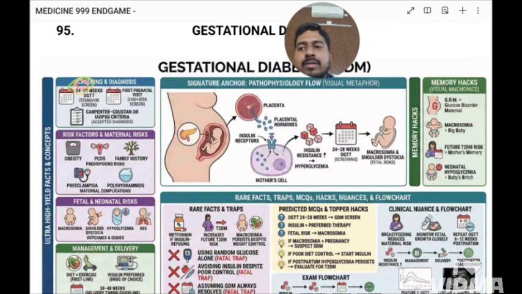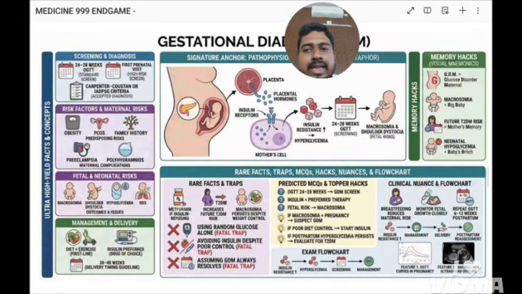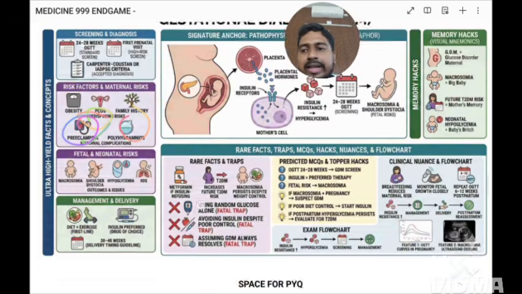Okay, so it is done between 24 to 28 weeks. At the first prenatal visit, very high risk screening will be done, and Carpenter-Coustan criteria or IADPSG criteria is used. We'll discuss this in OBG in detail. So obesity, PCOS, and family history of gestational diabetes, diabetes mellitus are risk factors. Predisposing factors are preeclampsia and polyhydramnios.